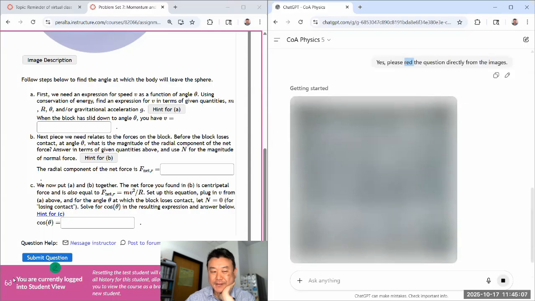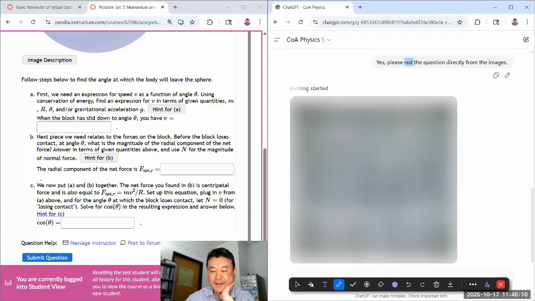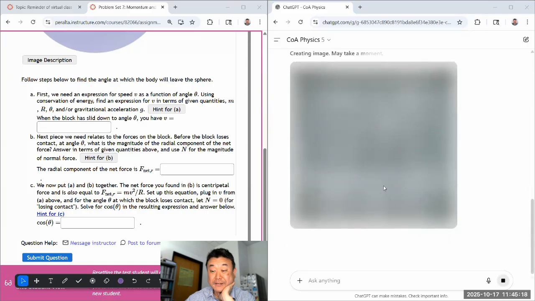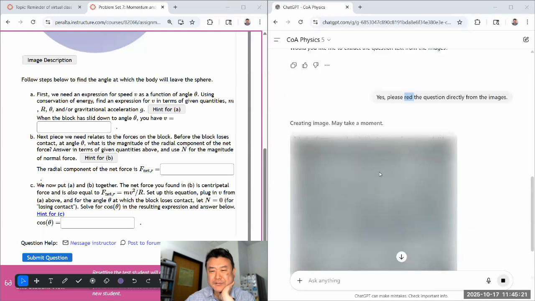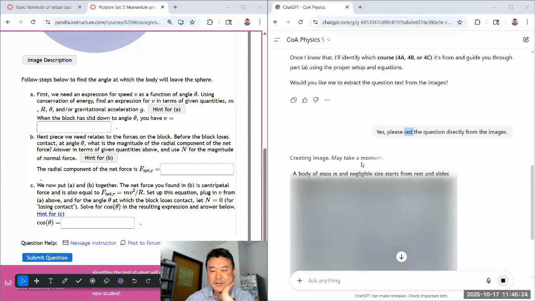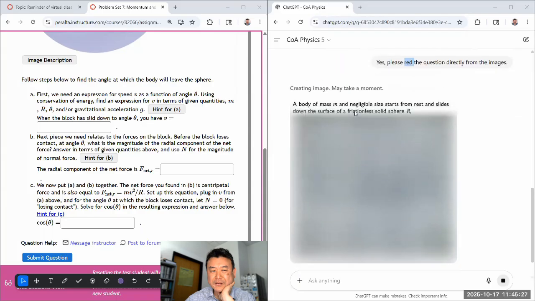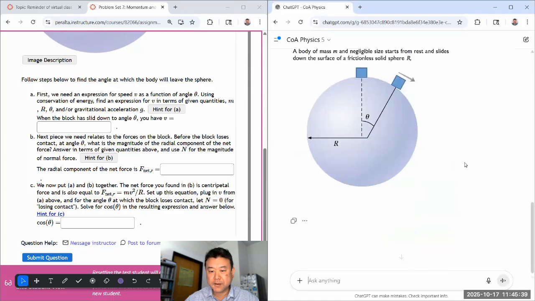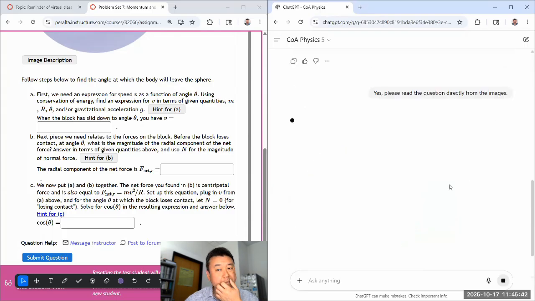That definitely looks annoying, or it looks like it's doing something that's not actually helpful. Why is it creating? I think I misunderstood. So yes, please read the question. I think the typo might have just, it's still doing it. Never mind. So I'll do it this way.